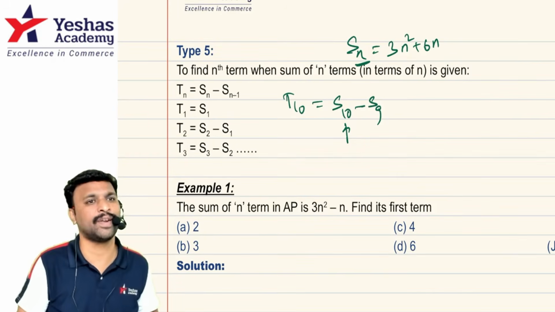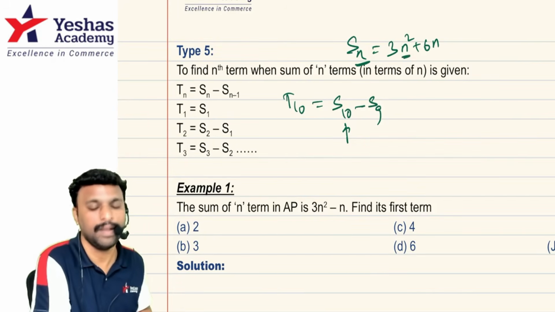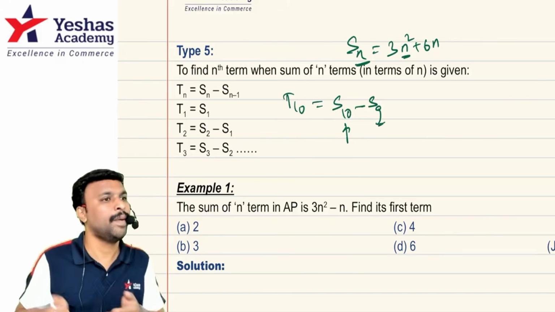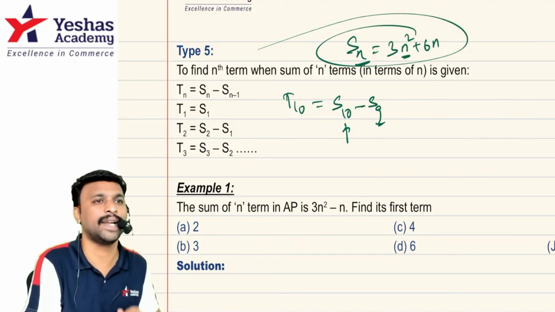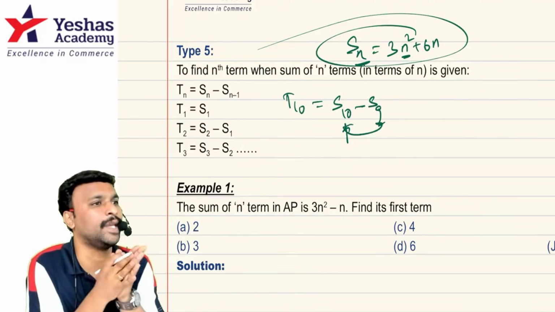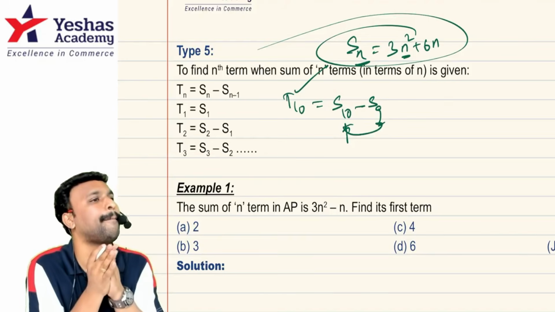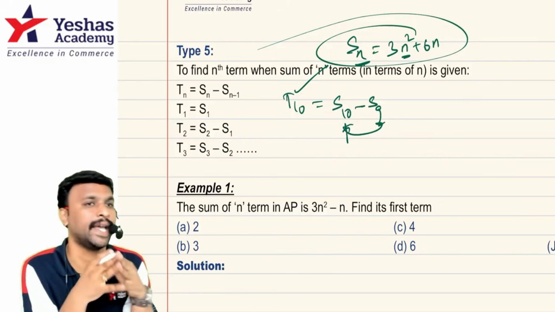How do I find S10 from this? Put n equal to 10 in this, I get S10. How do I find S9 from this? Put n equal to 9 in this expression, I get S9. Are you getting it? Then subtract S9 from S10, you get T10. These kind of questions are very, very often asked in the exam.